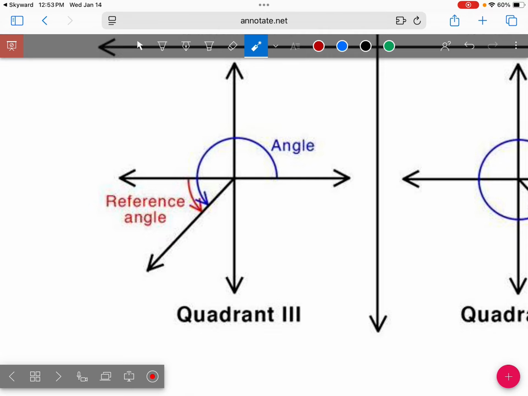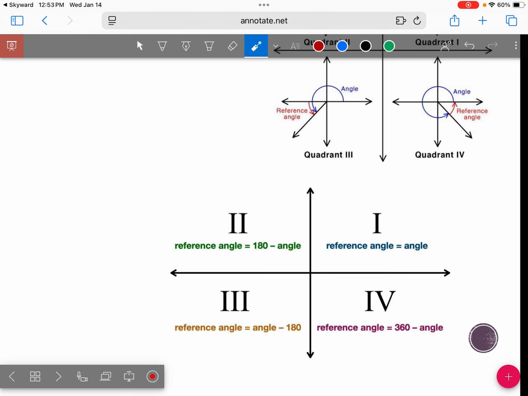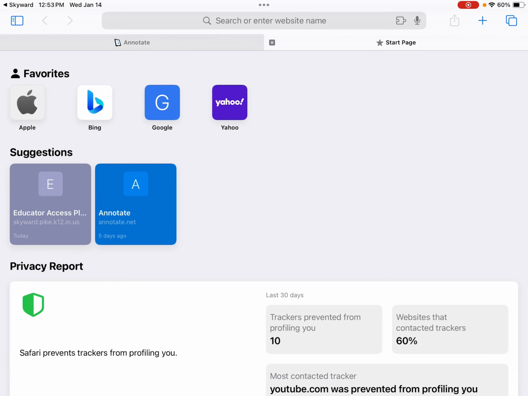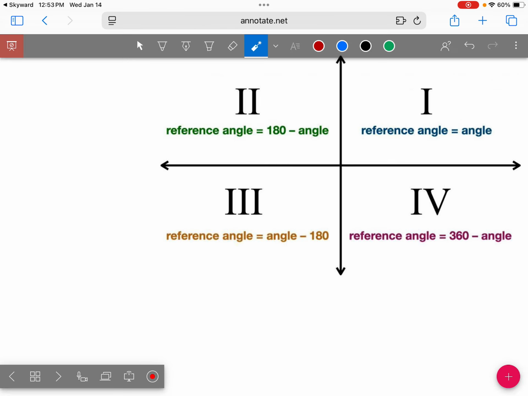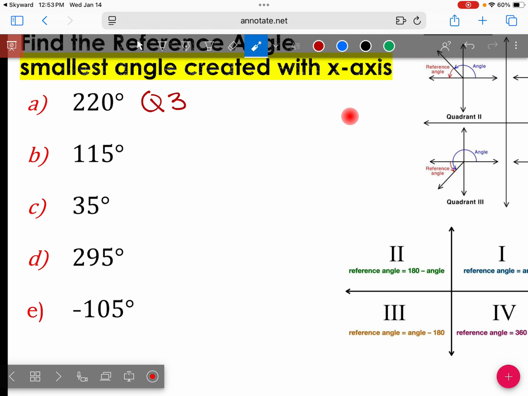in quadrant 3. So when you look at the second thing that you glue down, it tells you the formula for how do you find the reference angle in Q3. So it says to find the reference angle in Q3, you would take the angle minus 180. That's how you would find the reference angle if it's in Q3. So let me go ahead and zoom back out. Let's come over here. So because it's in Q3, we're going to take 220 minus 180. Go ahead and do that.